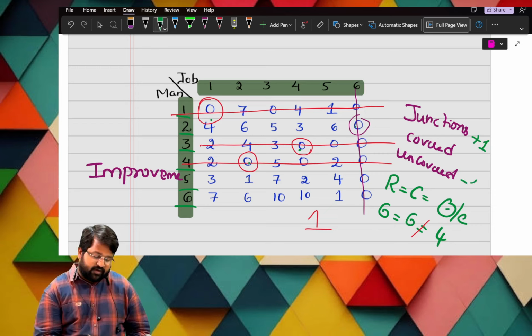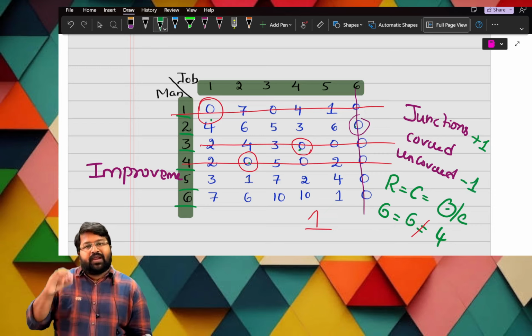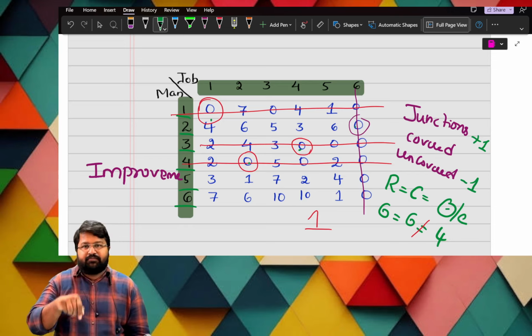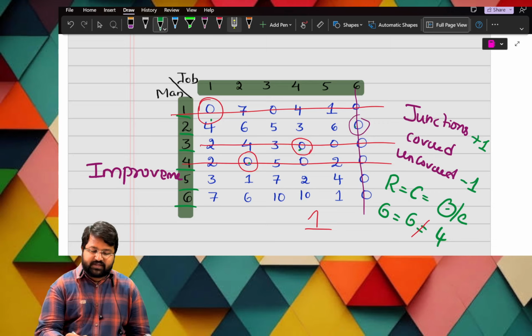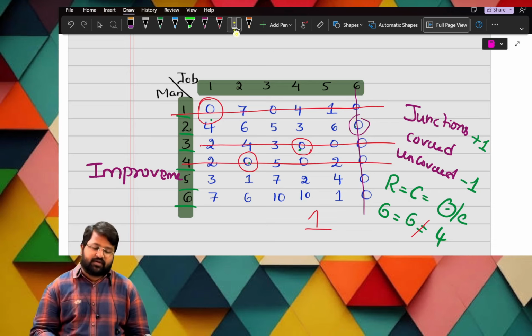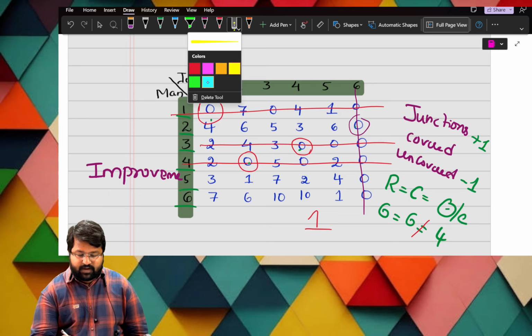Then for uncovered, minus. You will identify a number, the least number. That least number has to be added to the junction part, the element at the junction. For example, in this case, what is the number at the junction? 0 is the number at the junction. So we have to add to that one. So 0 plus 1.